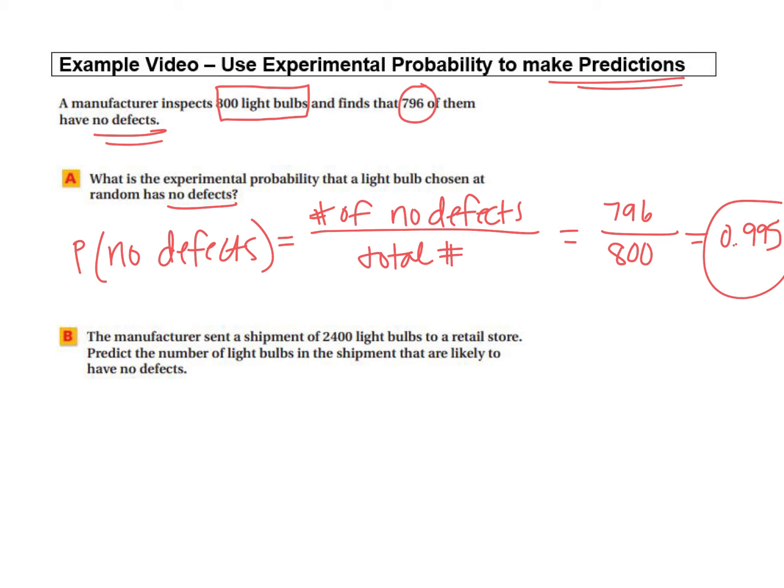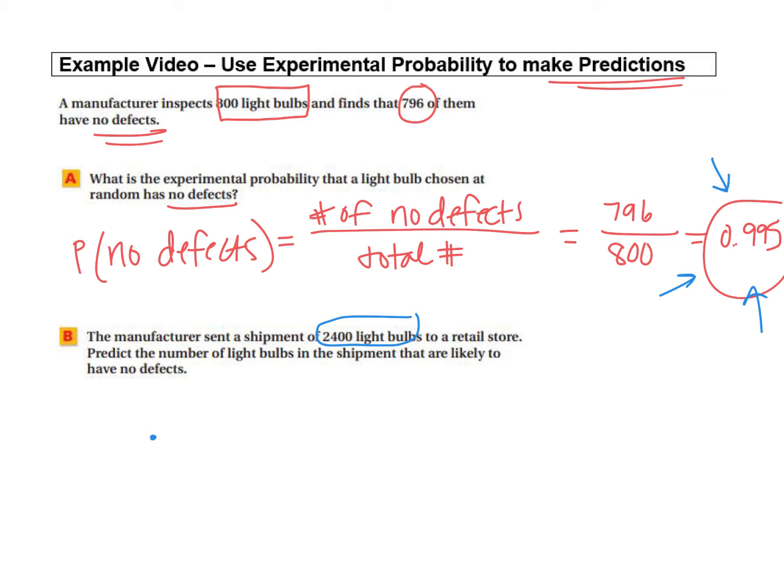So part B, the manufacturer sent a shipment of 2,400 light bulbs. So now we've got more light bulbs to a retail store. Predict the number of light bulbs in the shipment that are likely to have no defects. So we found the probability of no defects from, I guess we can consider it a sample space, to be 0.995. So what we're going to do is apply that probability to the new shipment.